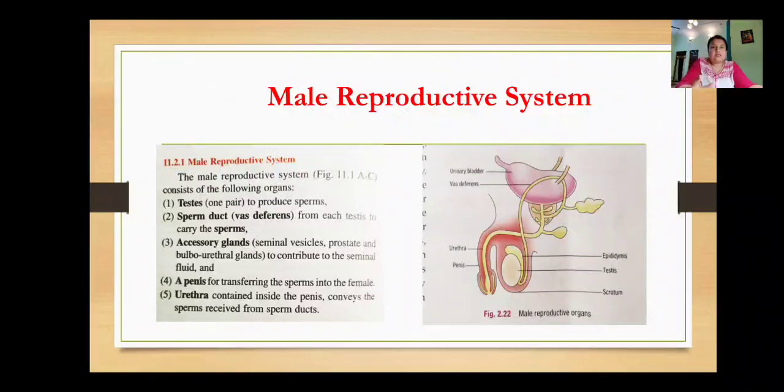So why I am showing this figure as well as the things which are shown here, we are discussing sexual reproduction in animals. So sexual reproduction in animals involves two different systems, okay, the male system as well as the female system. The male reproductive system you can see right on the screen here. It consists of different organs. We can see here the testes, one pair, which is required to produce the sperms. We can see the sperm duct here, which is also known as the vas deferens, from each testis to carry the sperms.